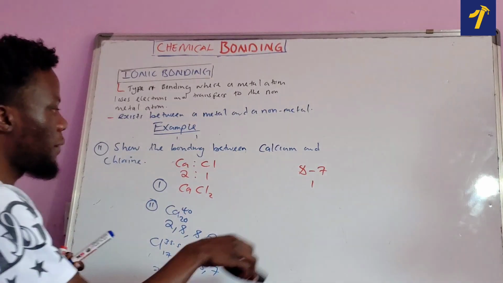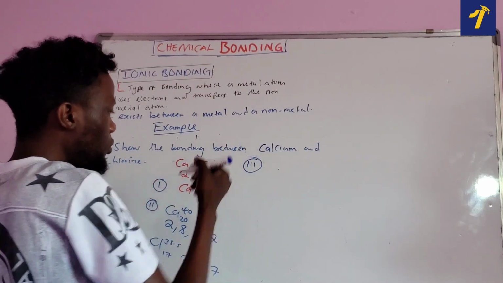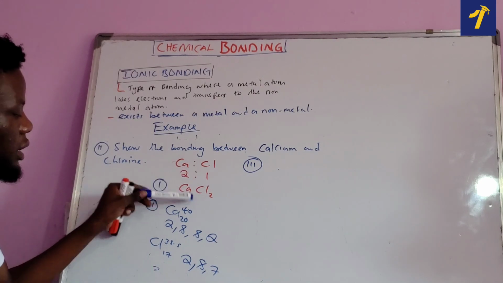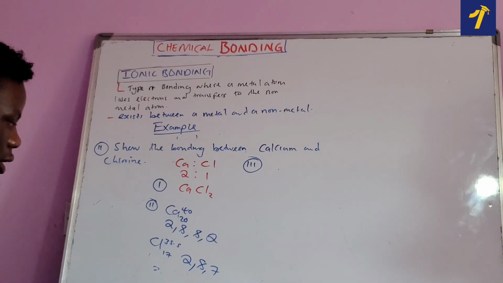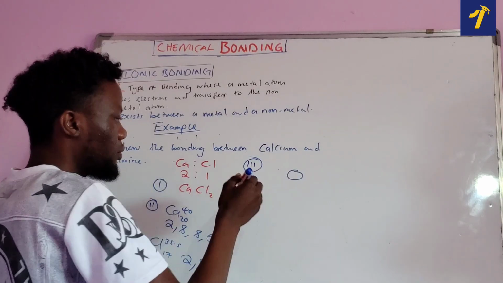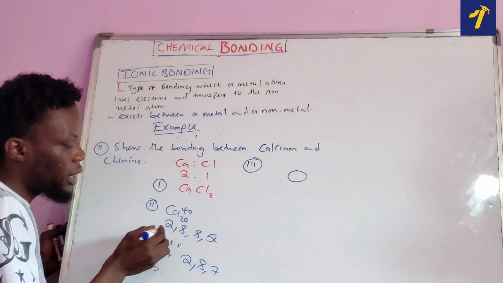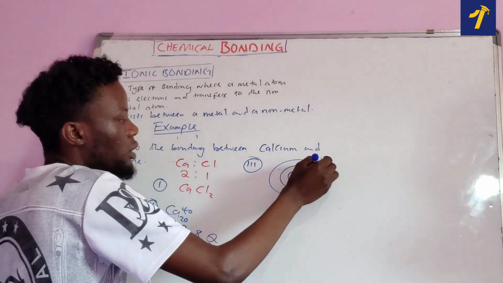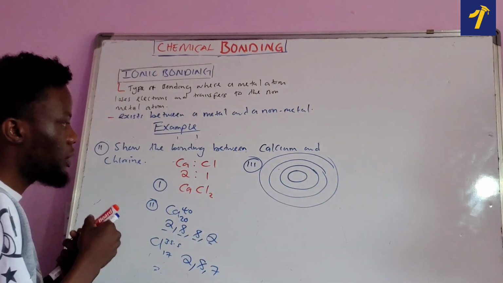What is the third step? The third step is that we are going to write the atomic structure of calcium and the chlorine. So in the first shell, how many shells do we have here for calcium? We have 1, 2, 3, 4. So I'm going to write 2, 3, and the last one is 4 right there. I'm going to use red for this one.